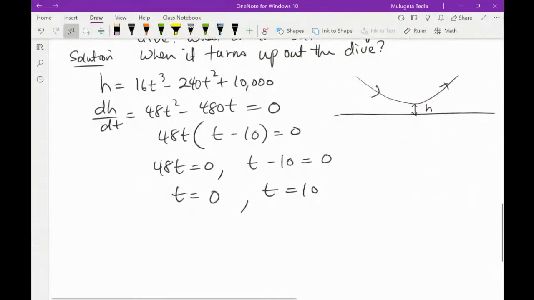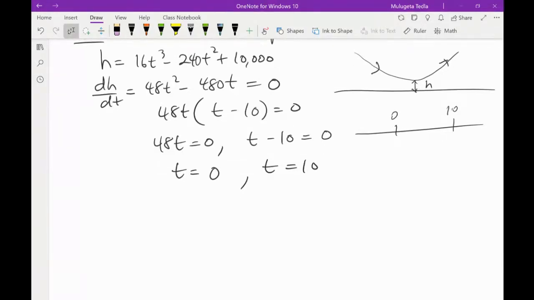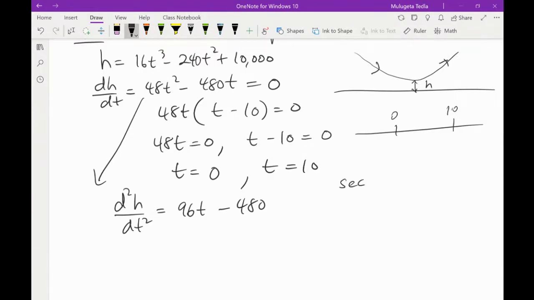Then again, you can use the chart method at 0 and at 10 and check the slope, or you can find the second derivative, which is easier in this case. So d squared h by dt squared, the second derivative of that, is actually 96t minus 480. Now, what does the second derivative test say? Second derivative test.